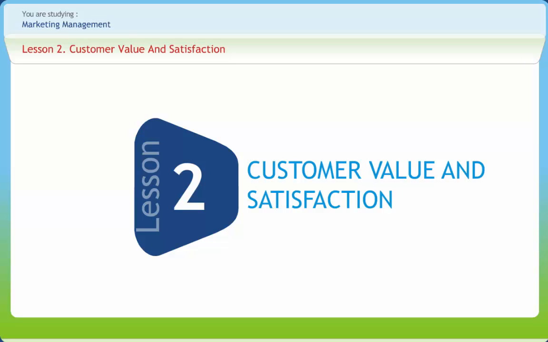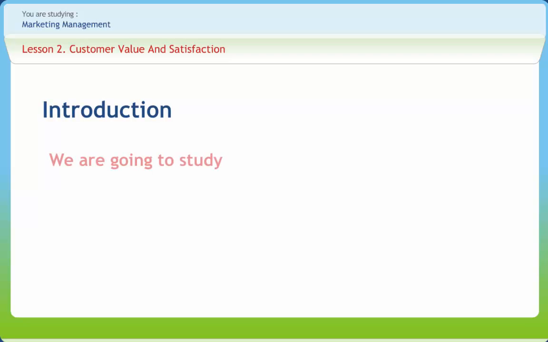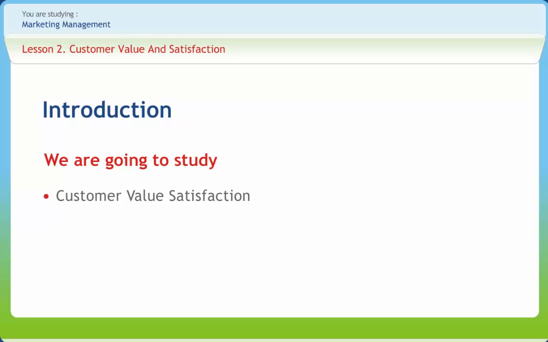Customer value and satisfaction. This lesson deals with customer value and satisfaction. Total customer value is the perceived monetary value of the bundle of economic, functional, and psychological benefits that consumers expect from a given market offering.